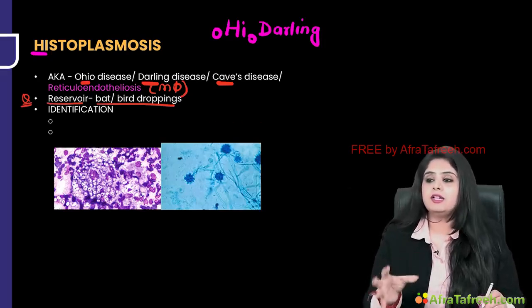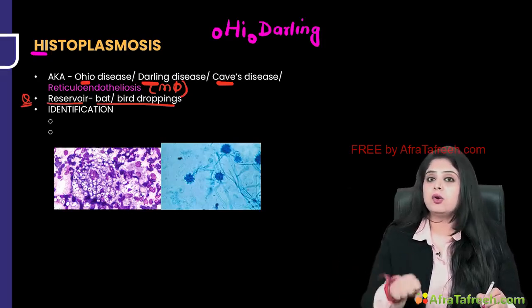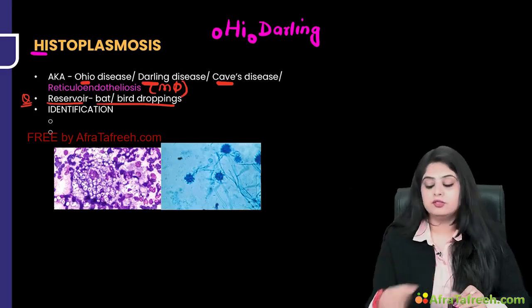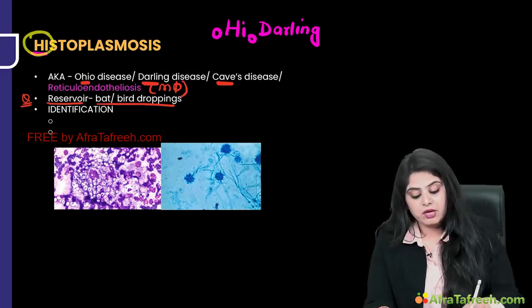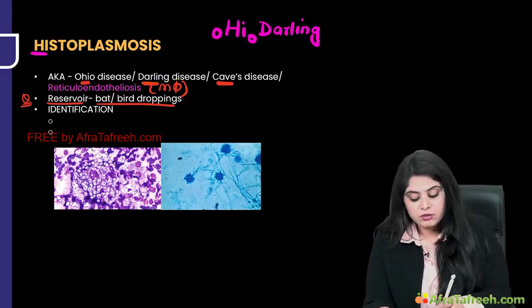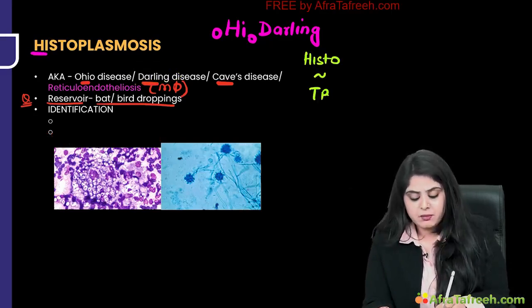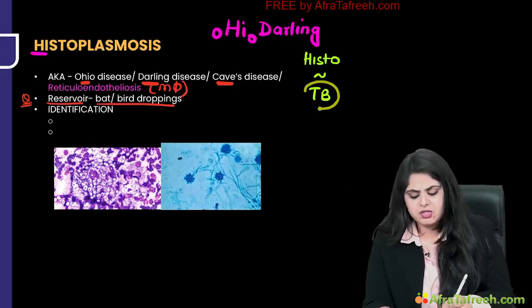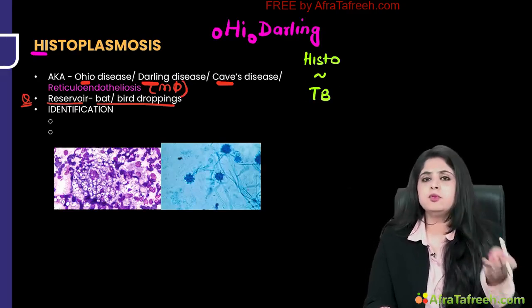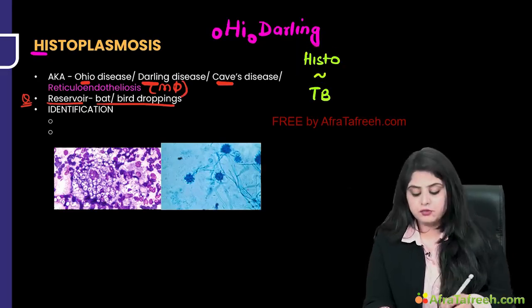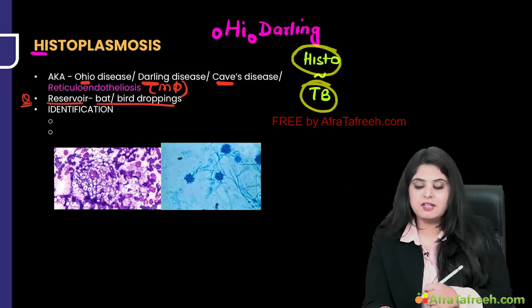So the bird and the bat droppings which might have contaminated the soil, that is one way it can also get passed on to the human. So remember, Ohio, high for high darling. Now I had told you that histoplasma is a fungus and it behaves exactly similar to a bacteria, that is TB. Tell me, all the symptoms of TB: cough, sputum, weight loss, night sweats, same for histoplasma. What is the necrosis for TB? Caseous necrosis. Histoplasma, same.